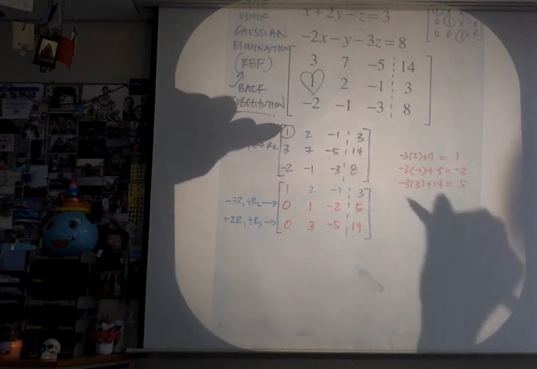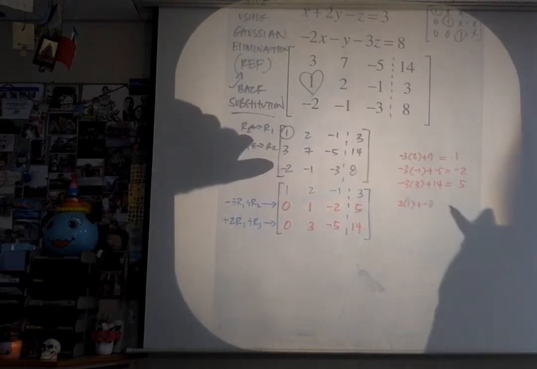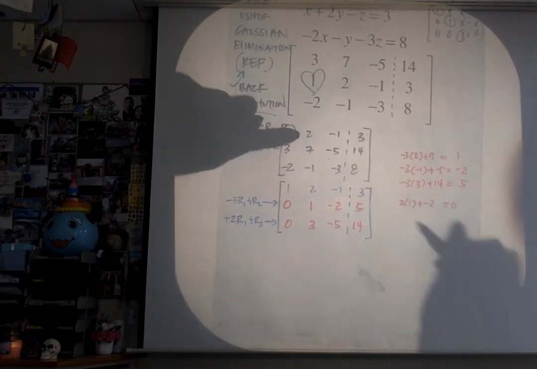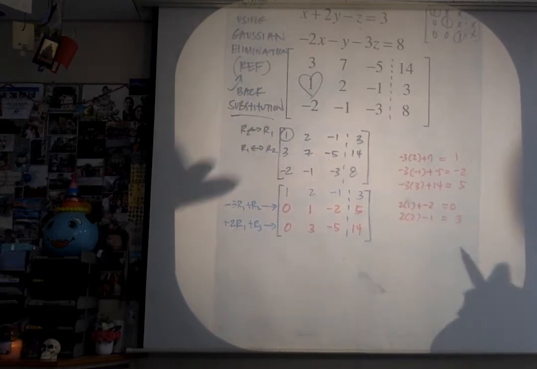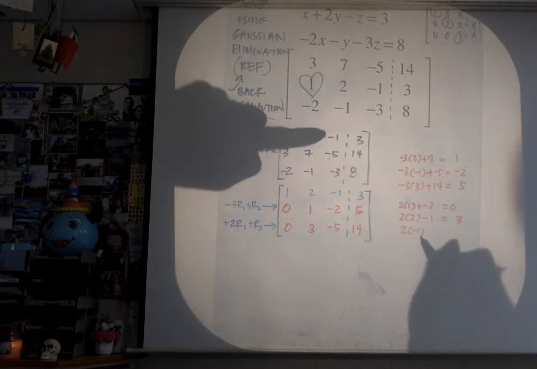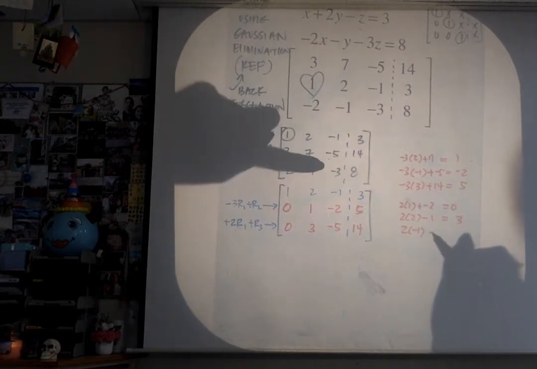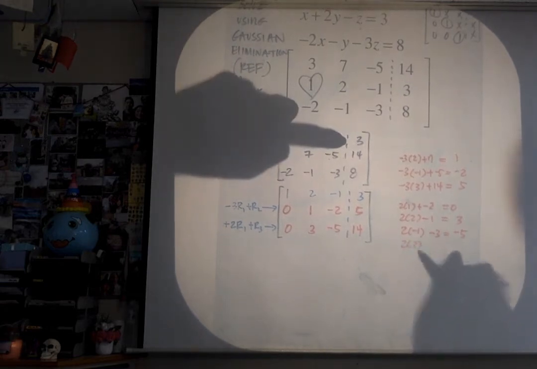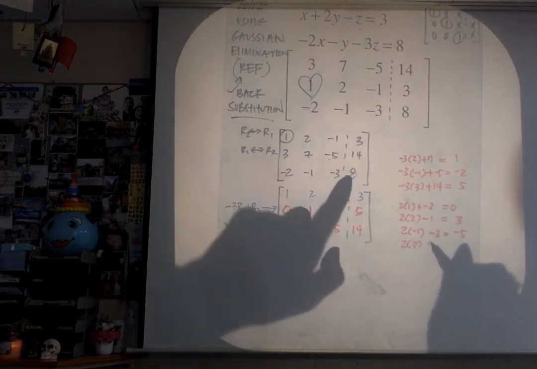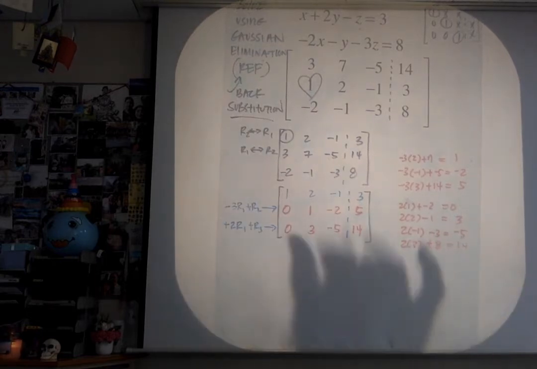2 times 1 plus a negative 2, it's just 0. 2 times 2 minus 1 is going to be 3. Okay? 2 times negative 1 minus 3. Did you guys get negative 5? Yes, okay? 2 times 3, 6. Plus 8, which is 14. So check those values, okay?